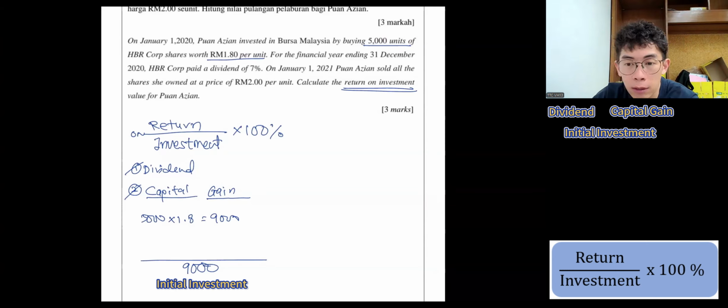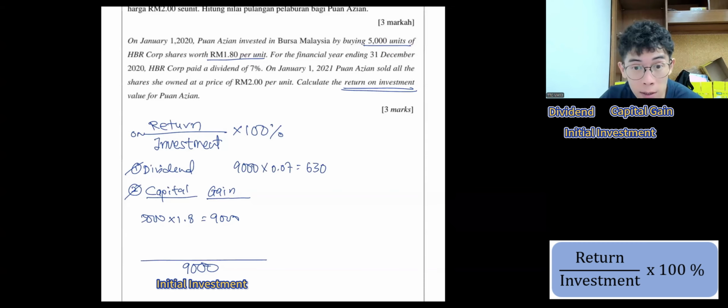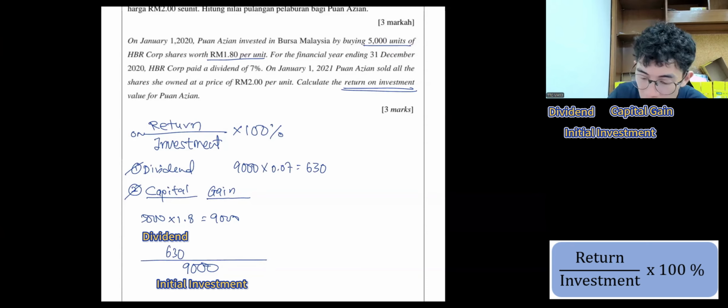Now, dividend. So it will be 9,000 times 0.07. It's 630. So that's the first return, 630. And then your capital gain: bought at 180 cents, sold it for 2 ringgit, so it's a 20 cent return. So 0.02 times 5,000 gives a return of 1,000 capital gain.